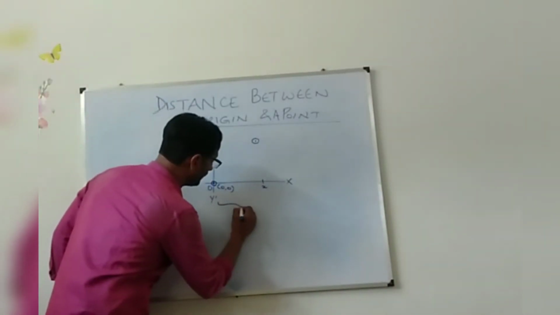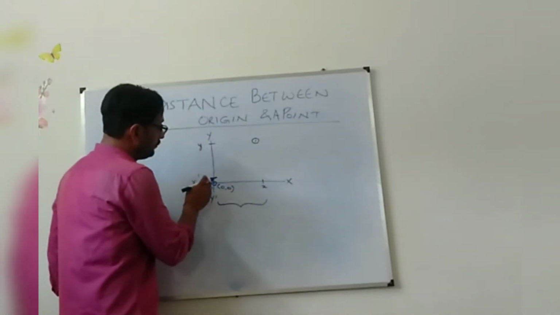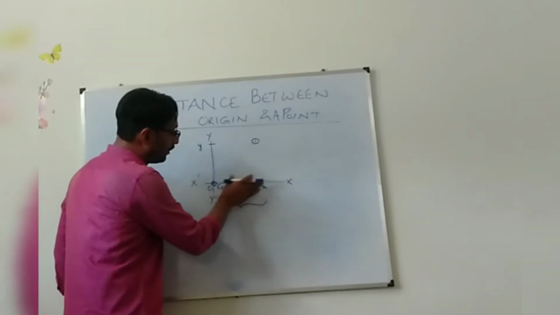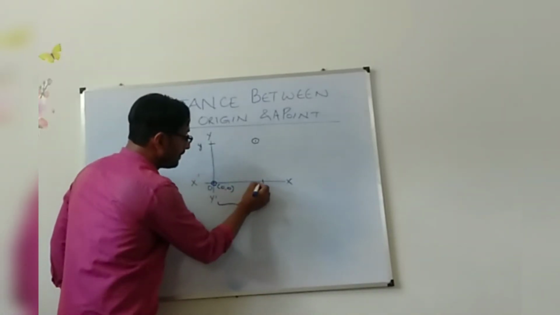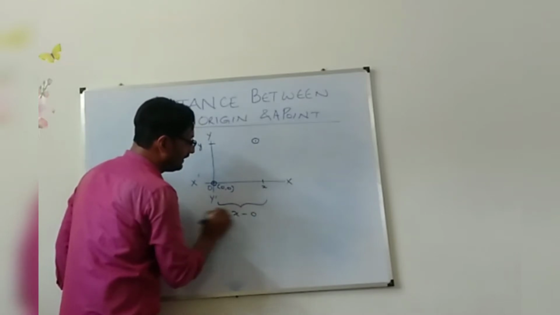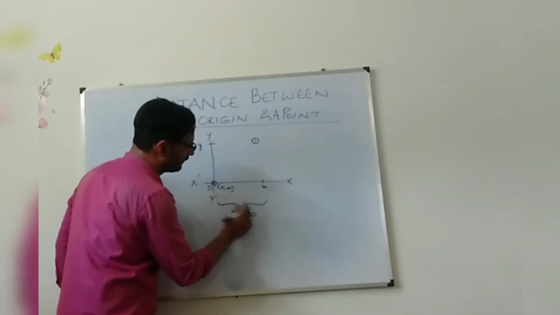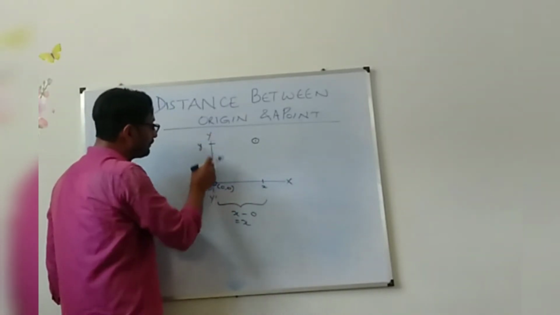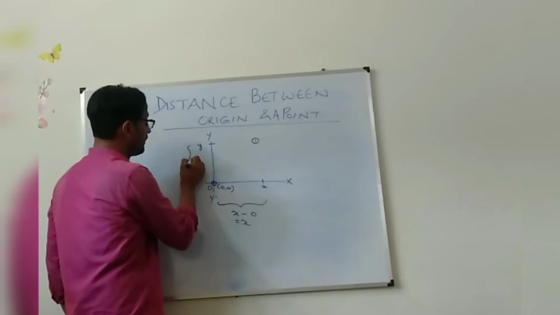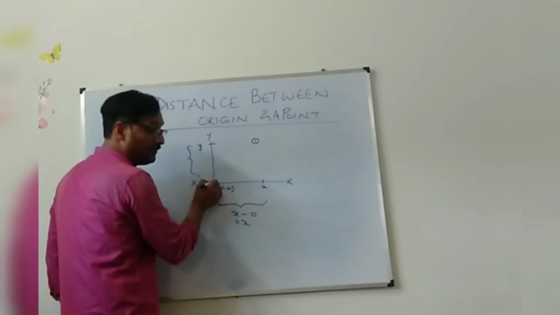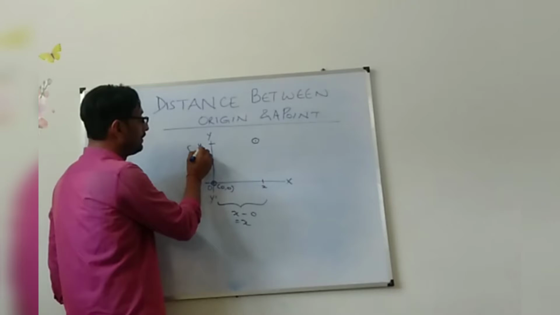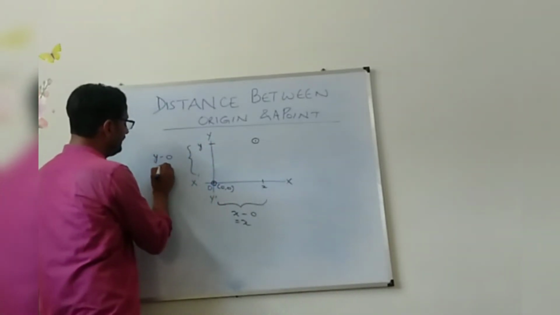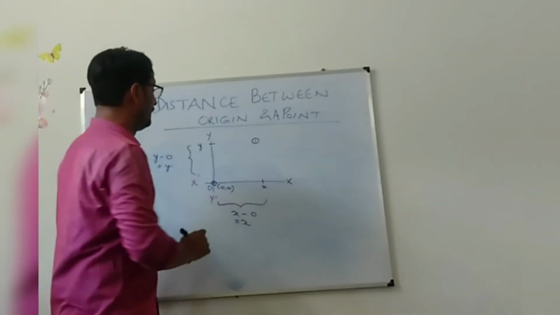So what is the distance from this one to this one? Your initial point is 0 and ending point is x. So what is the distance? Final point minus initial point. X minus 0 is x. So this whole distance is x. And what is the distance between this one? Your initial point is 0 and final point is y. So what is the distance? Final point minus initial point, that is y.